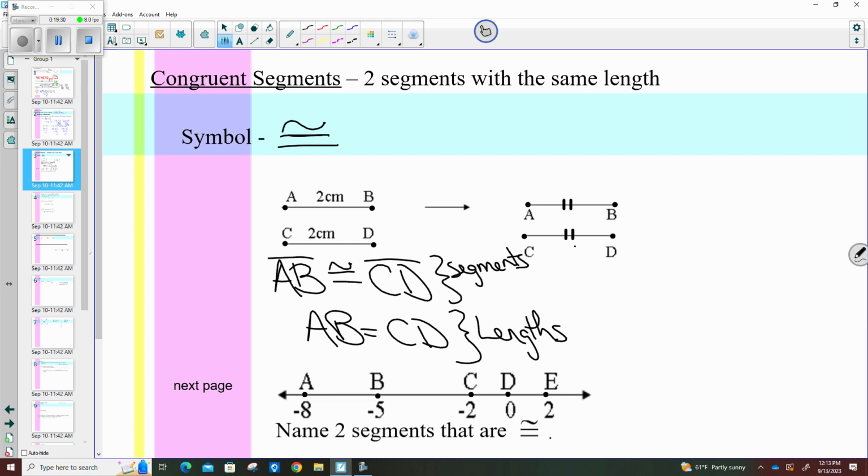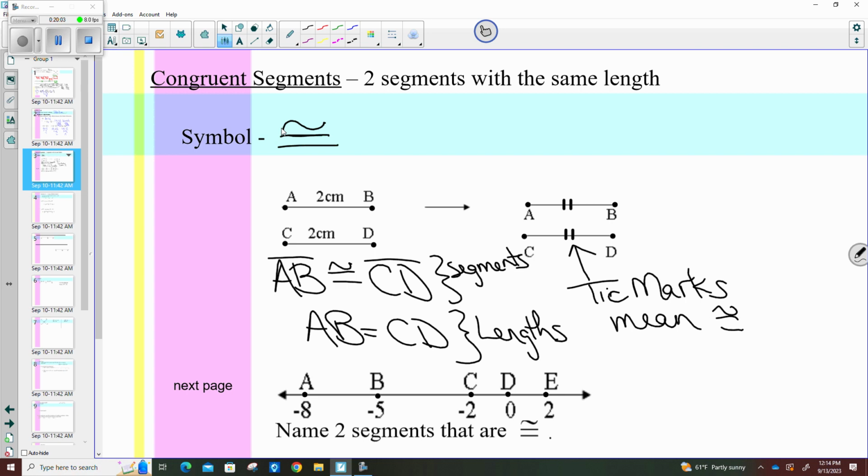All right, when we look at a picture, these tick marks mean congruent. So I might see 2 tick marks on AB and 2 tick marks on CD. I know those two are congruent to each other. My picture might have another set of segments that have 1 tick mark on each. Those two are congruent to each other. So you match up the number of tick marks to figure out which ones go together, which ones are paired. Does that make sense?